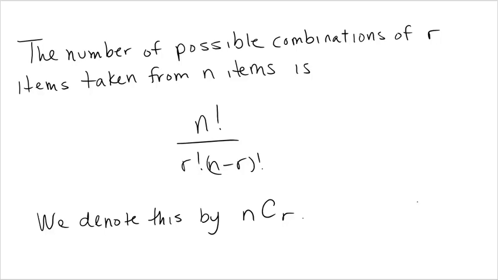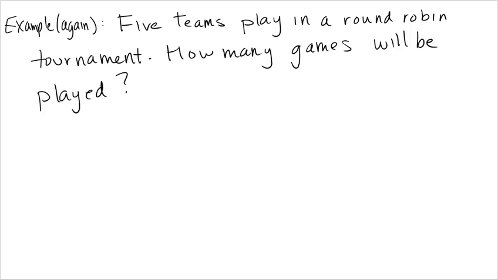The formula says the number of possible combinations of R items taken from N items is given by N factorial divided by the product of R factorial and N minus R factorial. So this one's got an extra factor in the denominator that the permutation doesn't have. We denote this by NCR instead of NPR, but this time we'll do it with the combination formula.